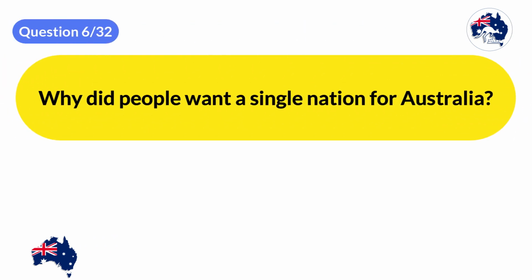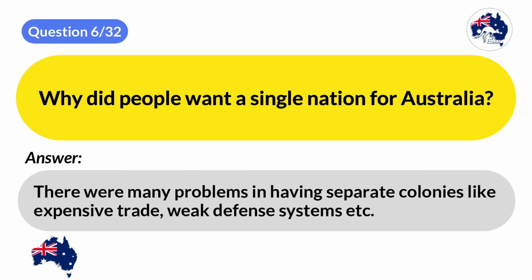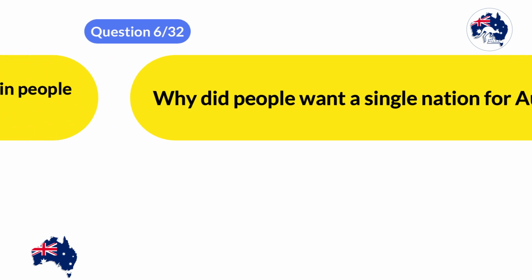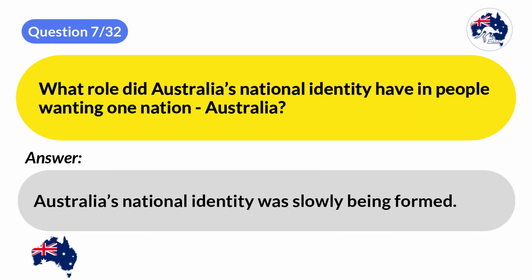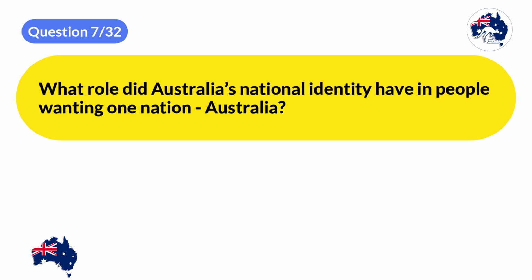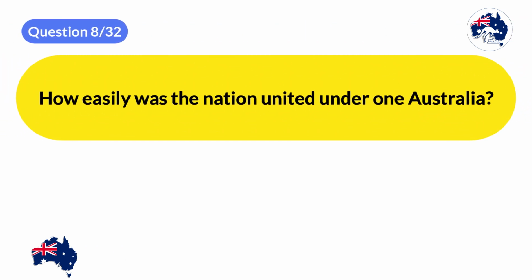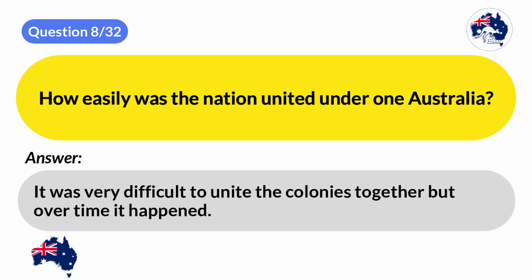Why did people want a single nation for Australia? There were many problems in having separate colonies, like expensive trade, weak defense systems, etc. What role did Australia's national identity have in people wanting one nation, Australia? Australia's national identity was slowly being formed. How easily was the nation united under one Australia? It was very difficult to unite the colonies together, but over time it happened.